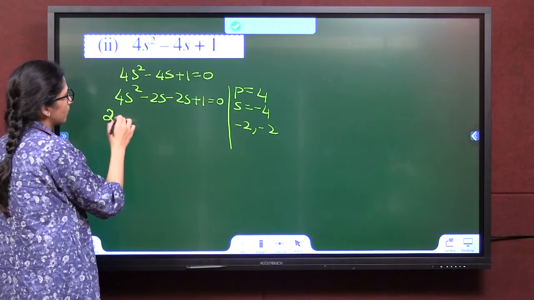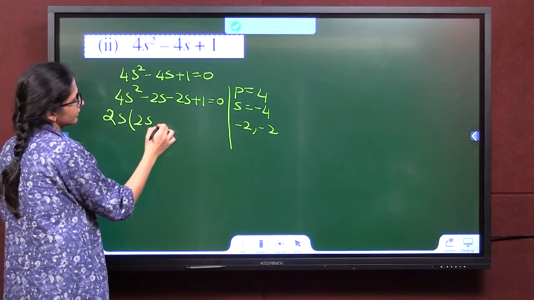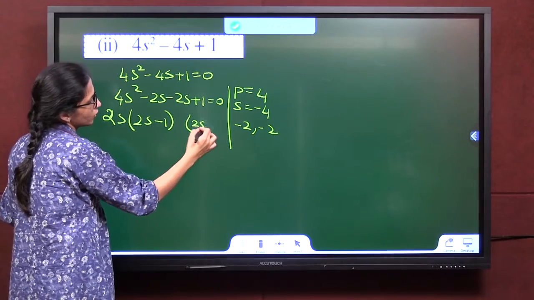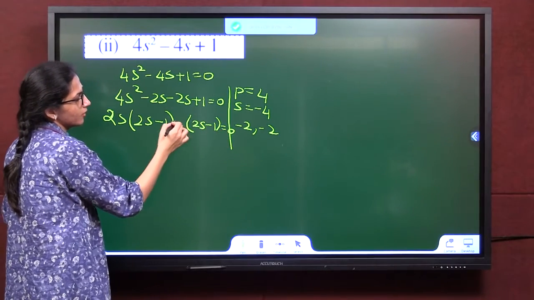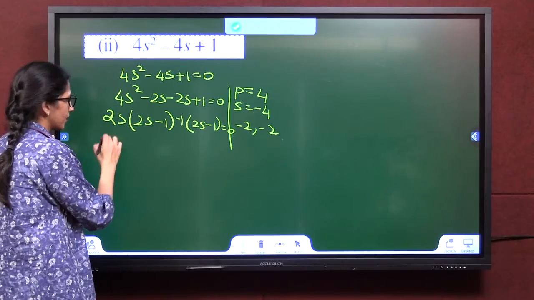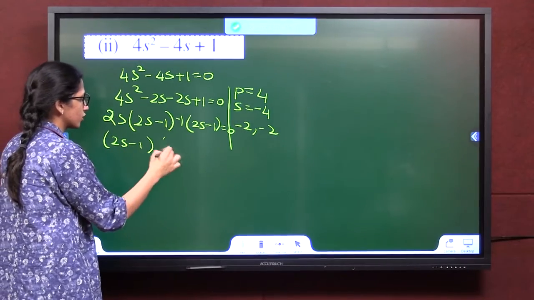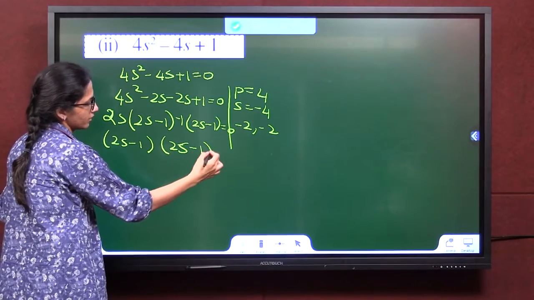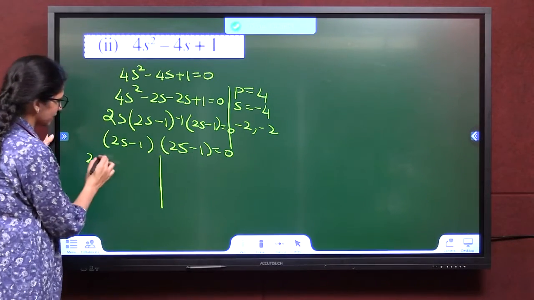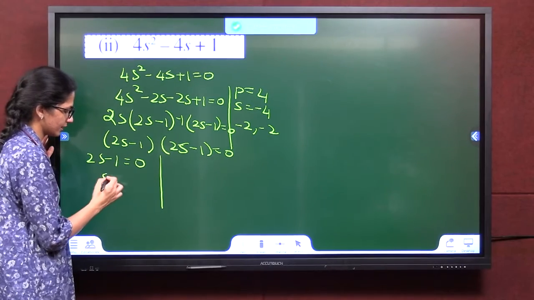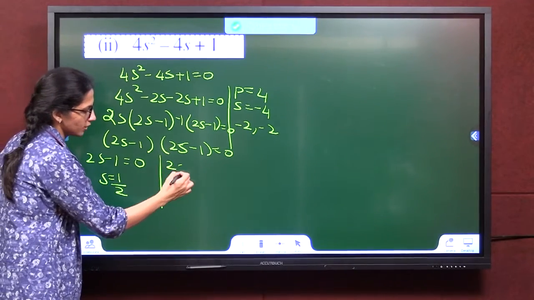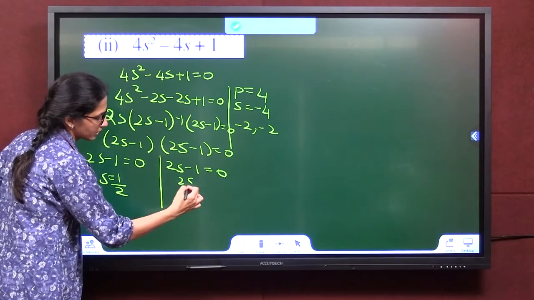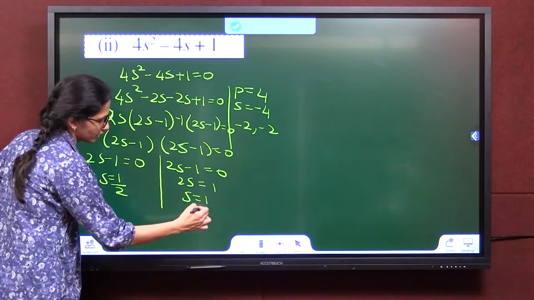Take whatever you can common. 2s minus 1. So you have to get a 2s minus 1 here. So who's the filler term? Minus 1. 2s minus 1, take it out. You're left with another 2s minus 1 equals 0. So 2s minus 1 is equal to 0. s equals 1 by 2. 2s minus 1 equals 0, 2s equals 1, s equals 1 by 2.